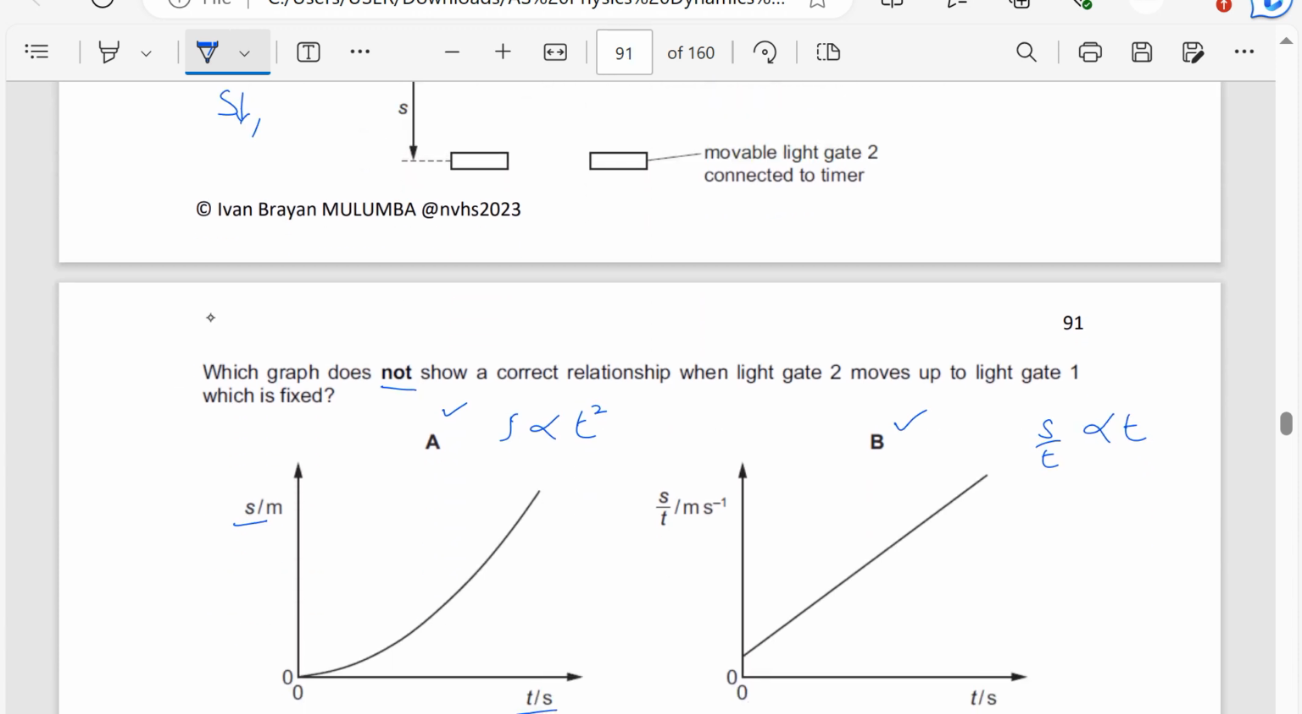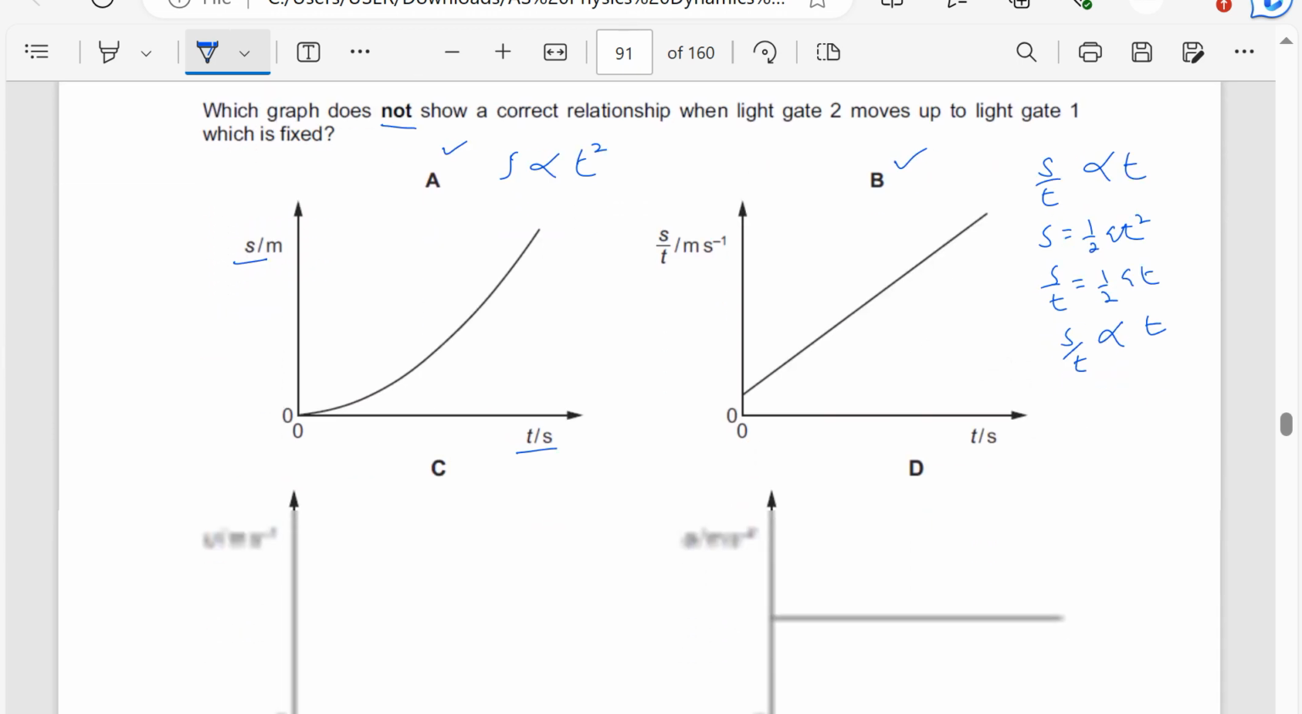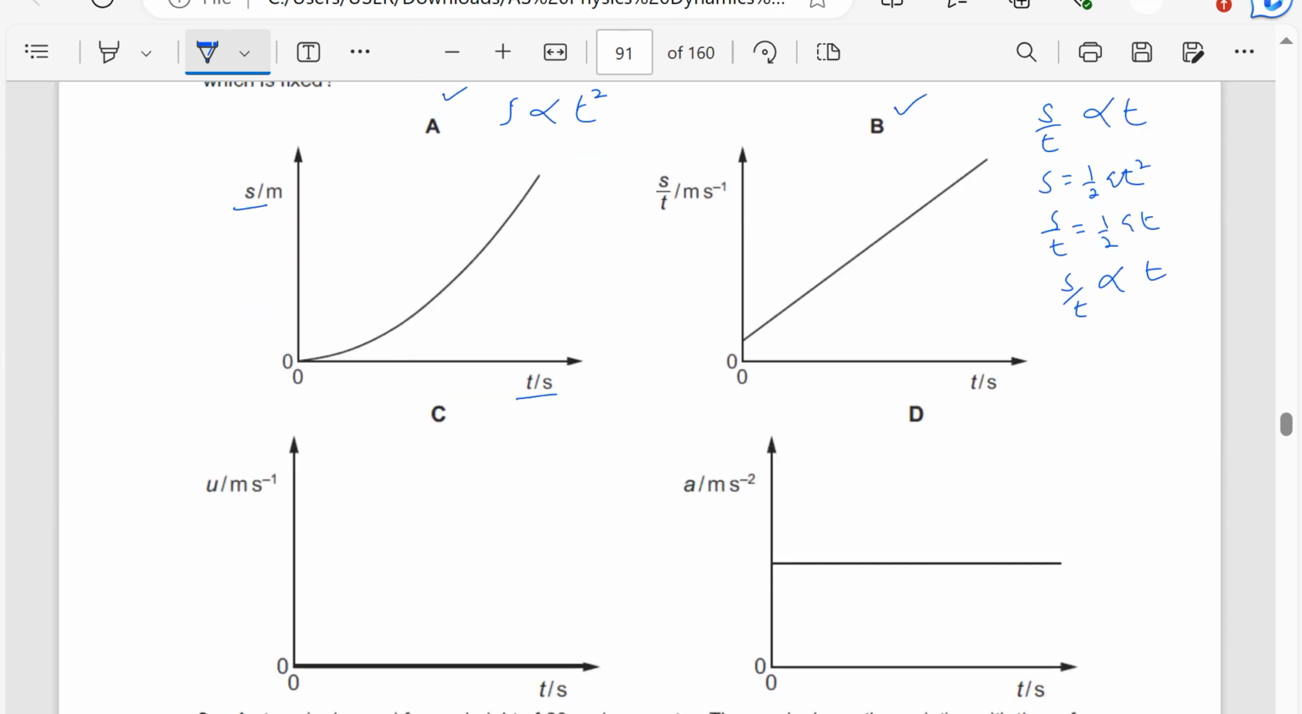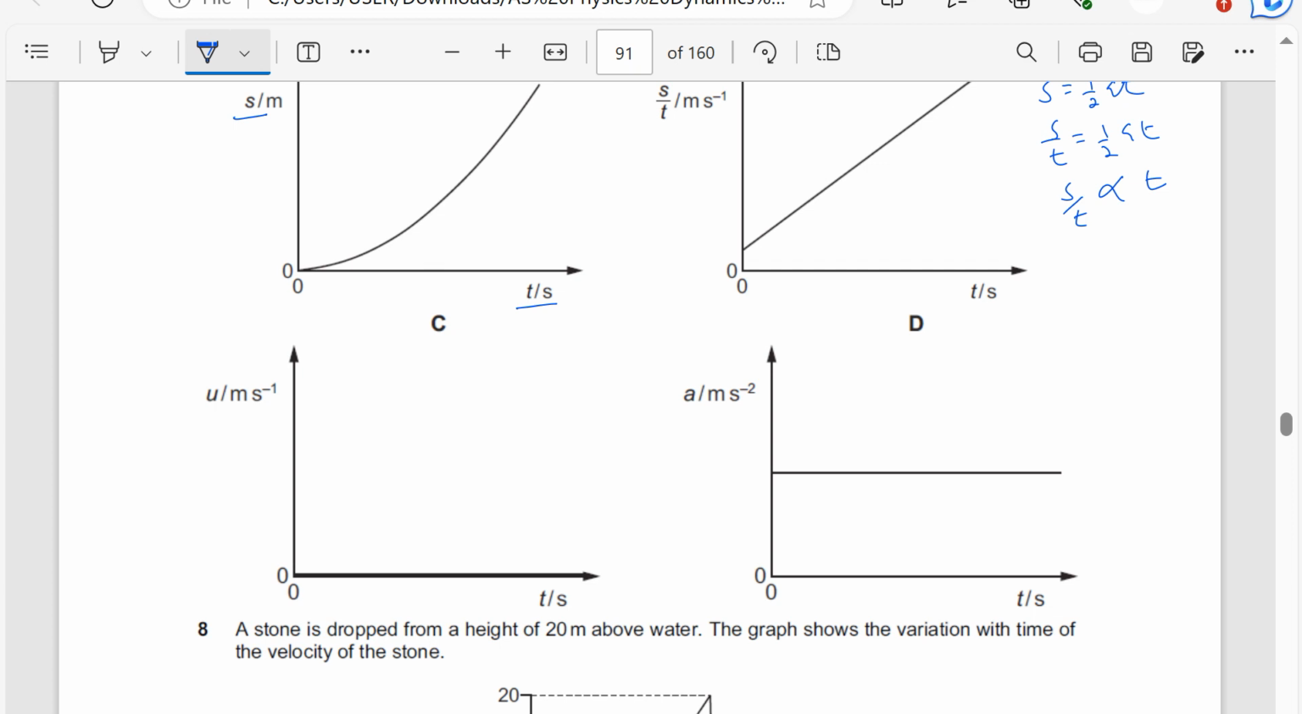This is a correct relationship since s is equal to half a t squared, then s divided by t is equal to half a t. So s over t should be directly proportional to t, which is a straight line. So that is correct. Then u against t is a horizontal line along the x-axis.